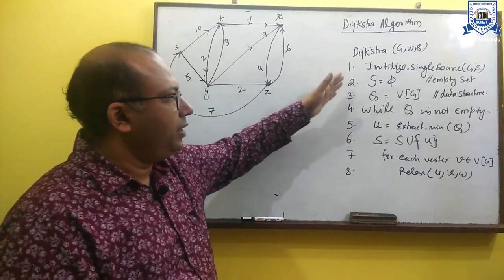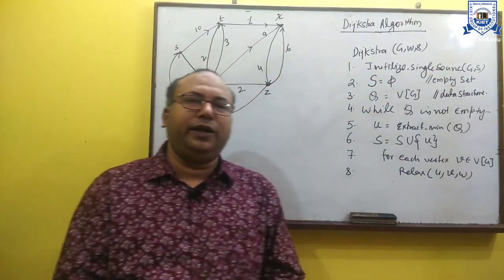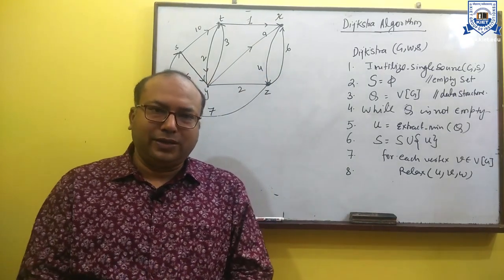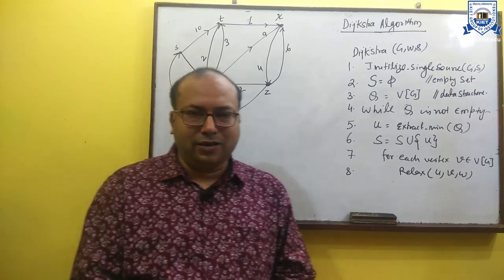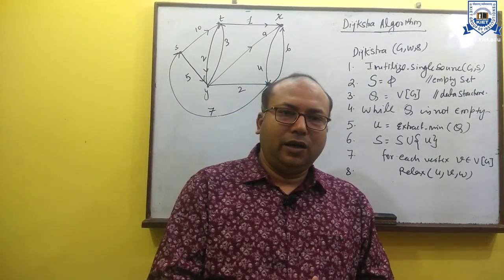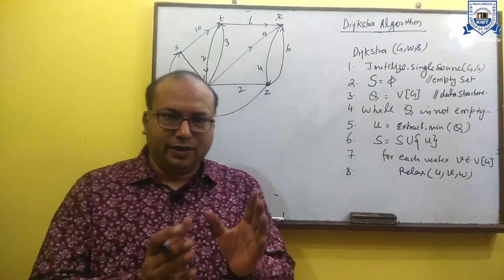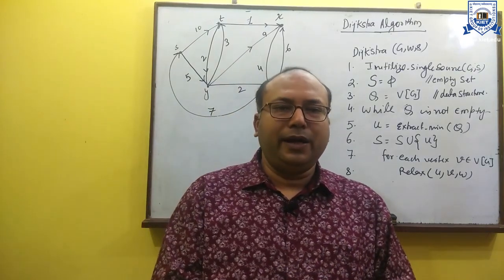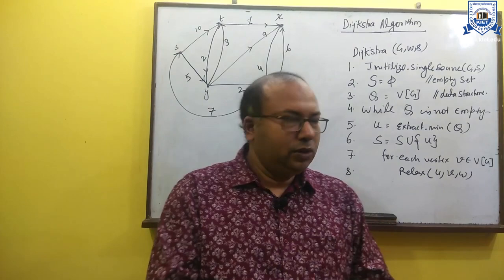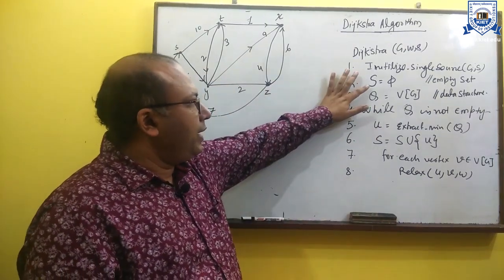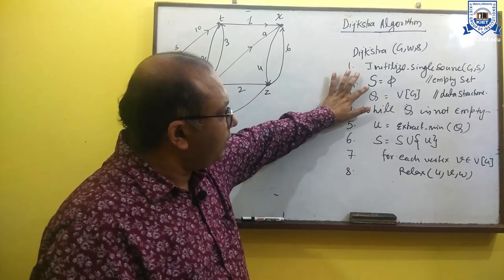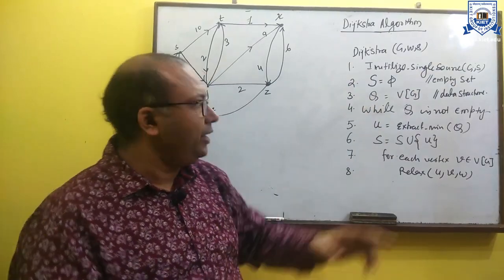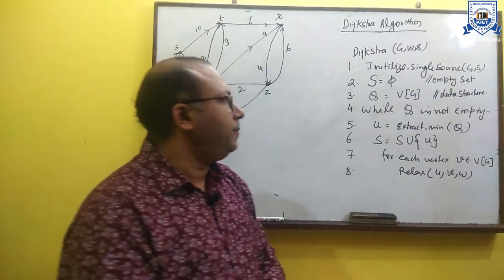In line number 1, we are doing a similar setting to what we did in Bellman-Ford. We are initializing single source, in which we set the value of pi for all the vertices as nil. We set the value of d for all the vertices to infinite, except the source vertex, whose value will remain 0. In line number 2, we have S, which is not the same as the source vertex. This S is a set, and initially it is empty. That's why we represent it by phi.